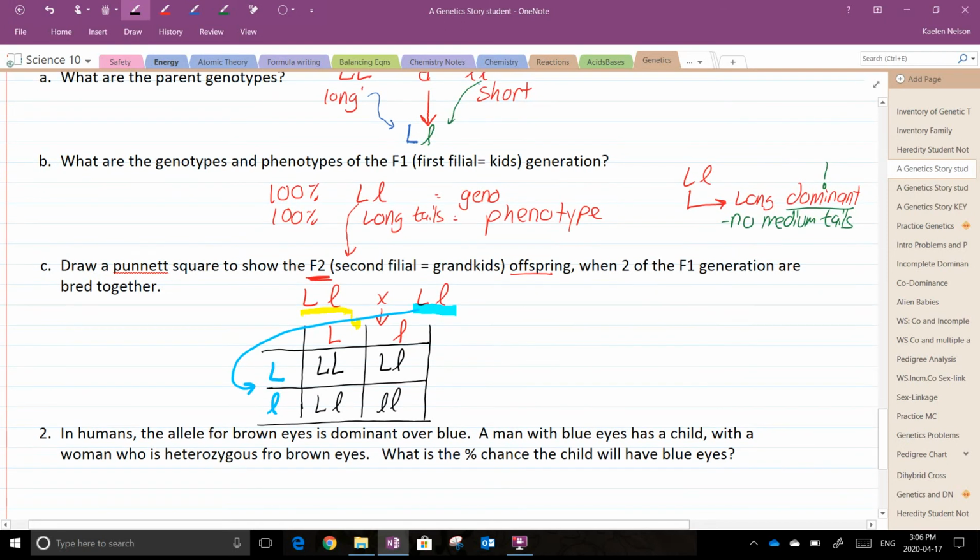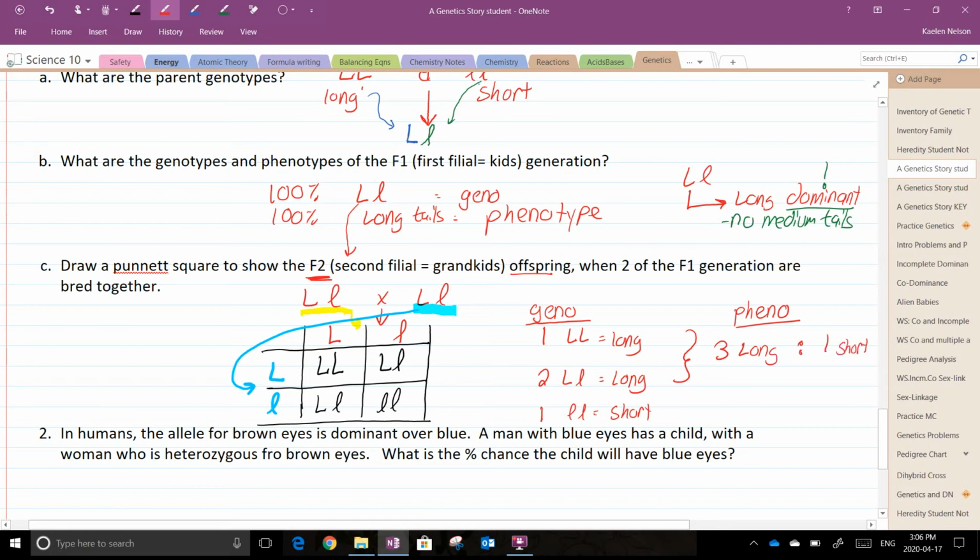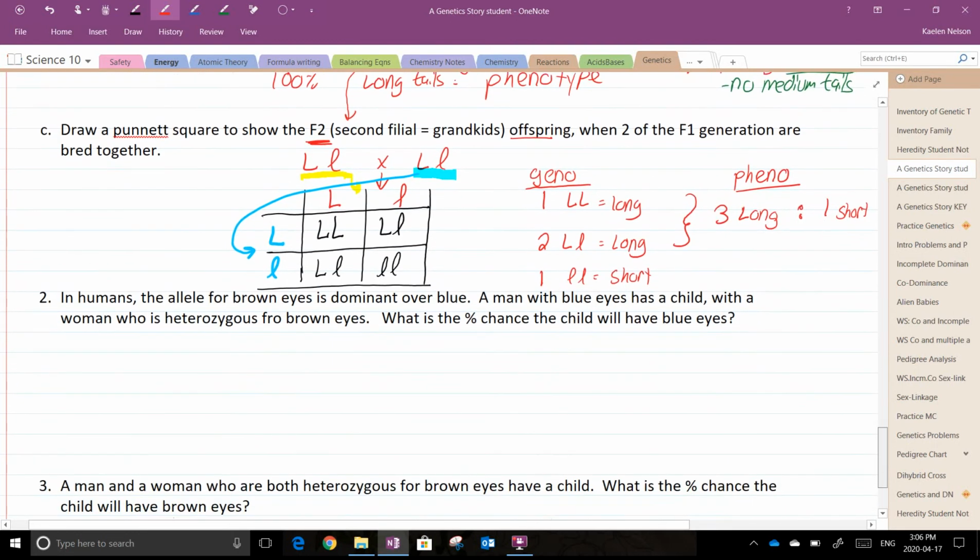Okay, now this one asks us to draw a Punnett square, but we should also be able to summarize this. So we have 1 big L, big L, which is long. We have 2 big L, little l, which are also long. And we have 1 little l, little l, which is short. These are my genotype ratio, and my phenotype is these here are all long. So 3 long to 1 short. And there is our 3-to-1 phenotype, which we often see in the monohybrid cross.